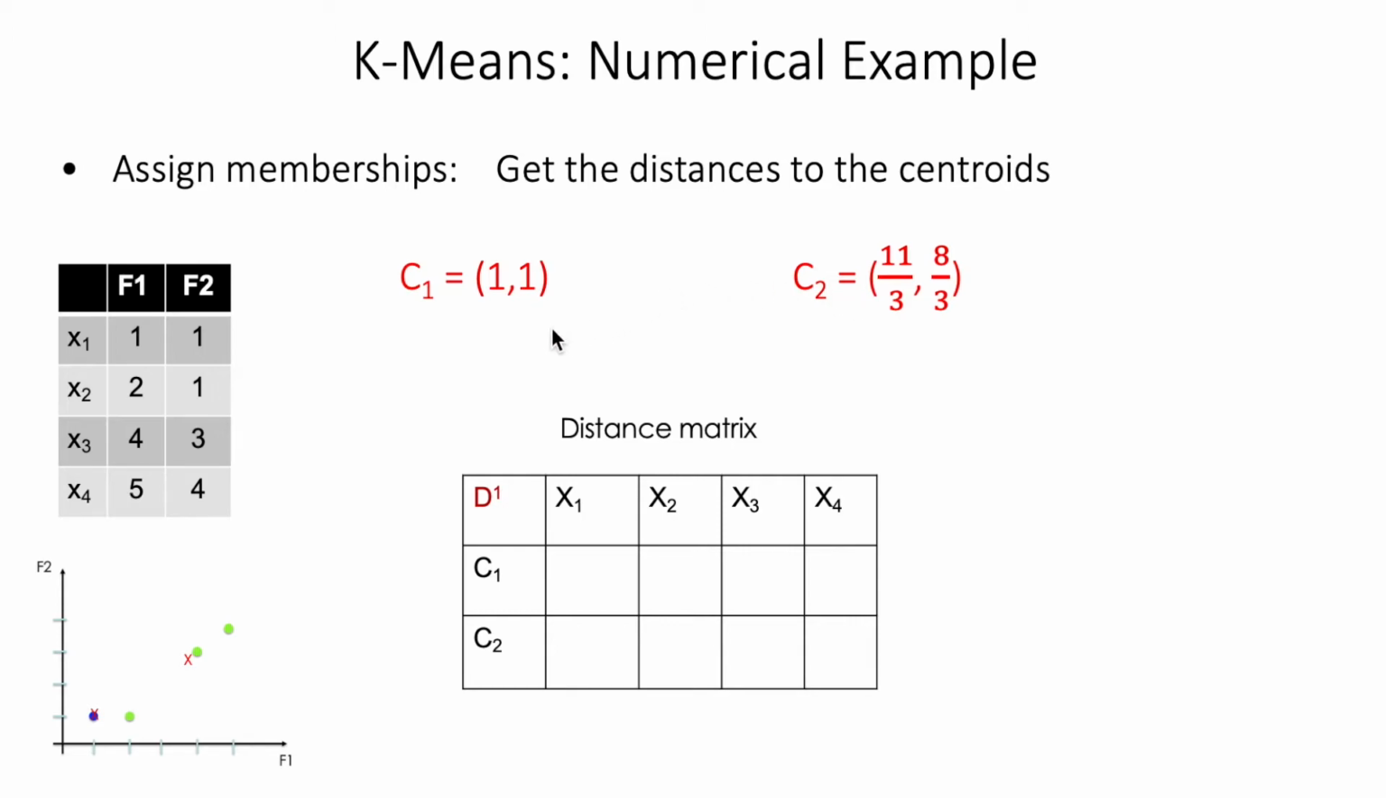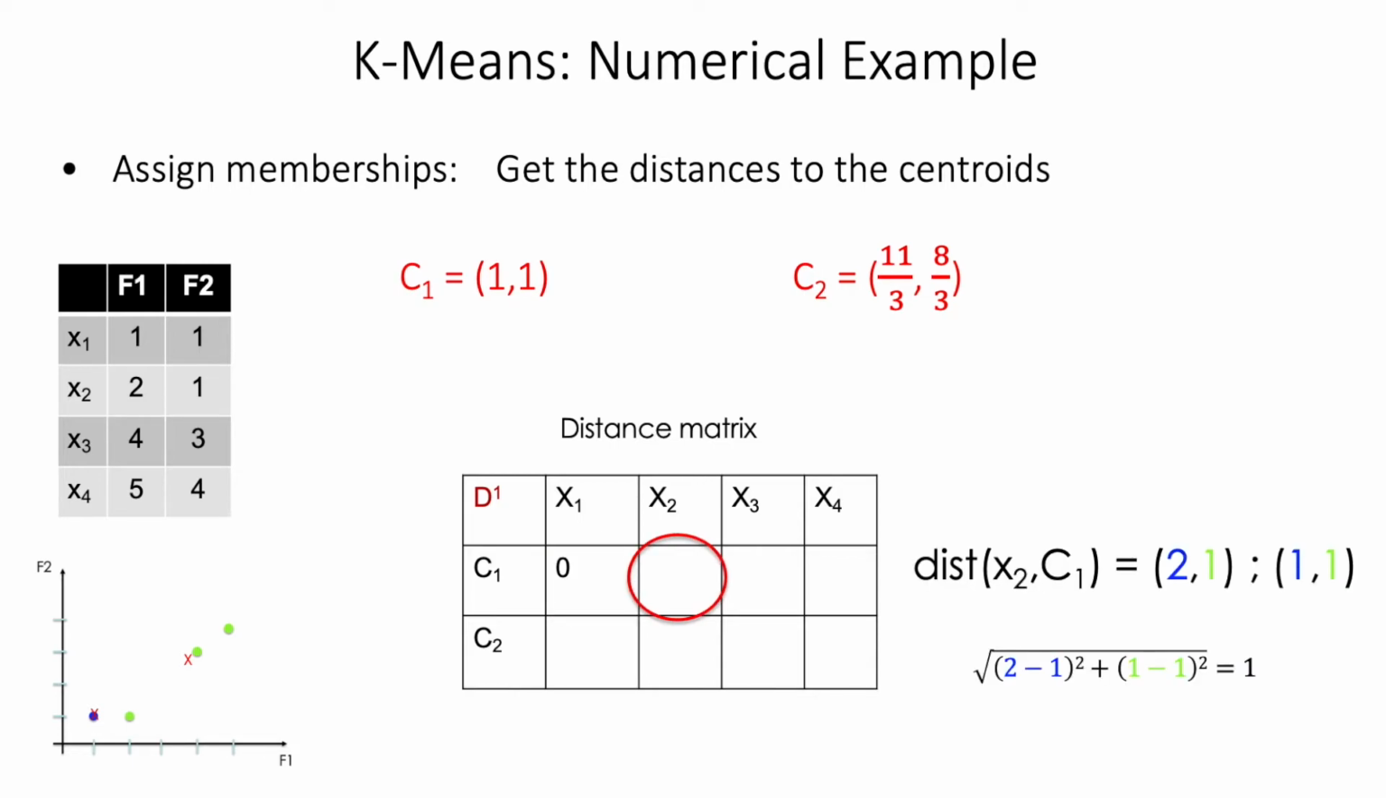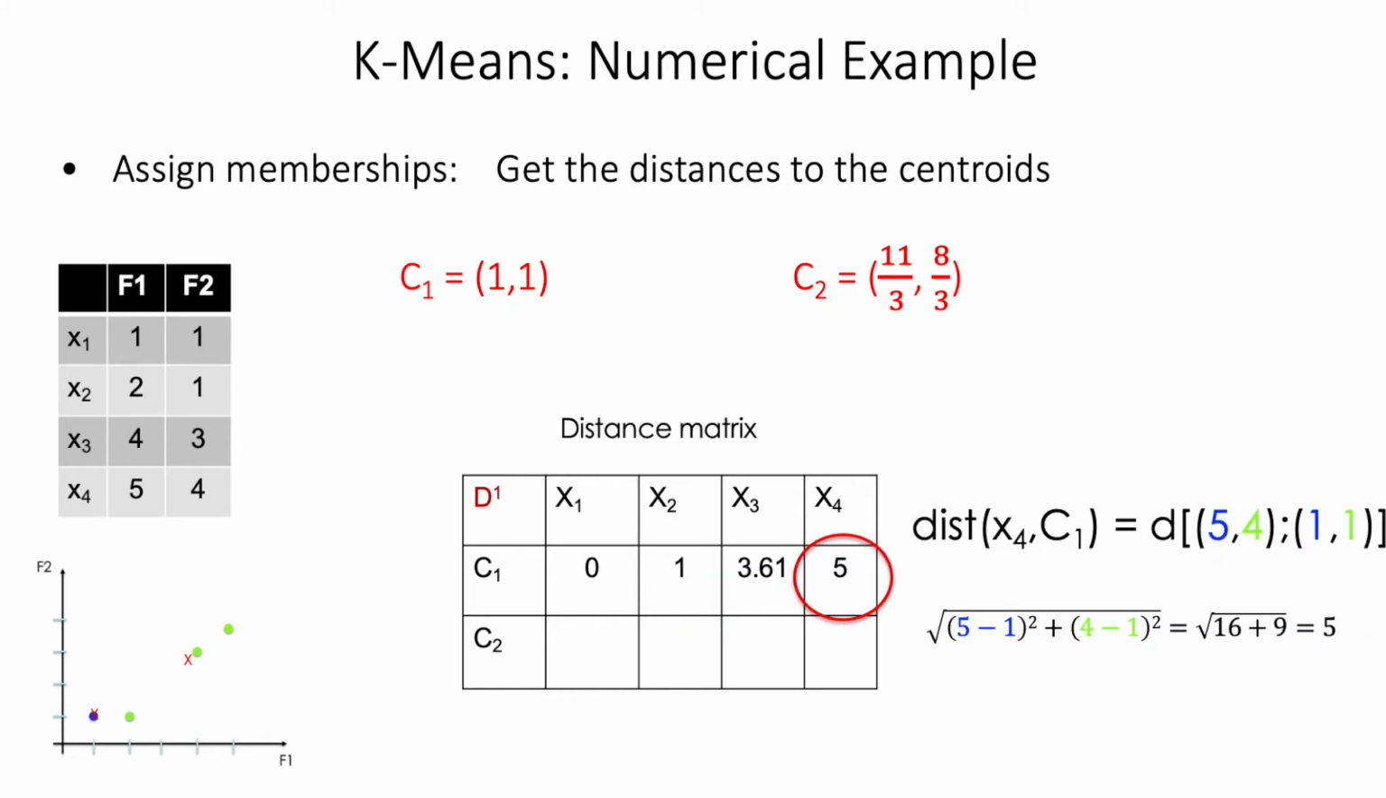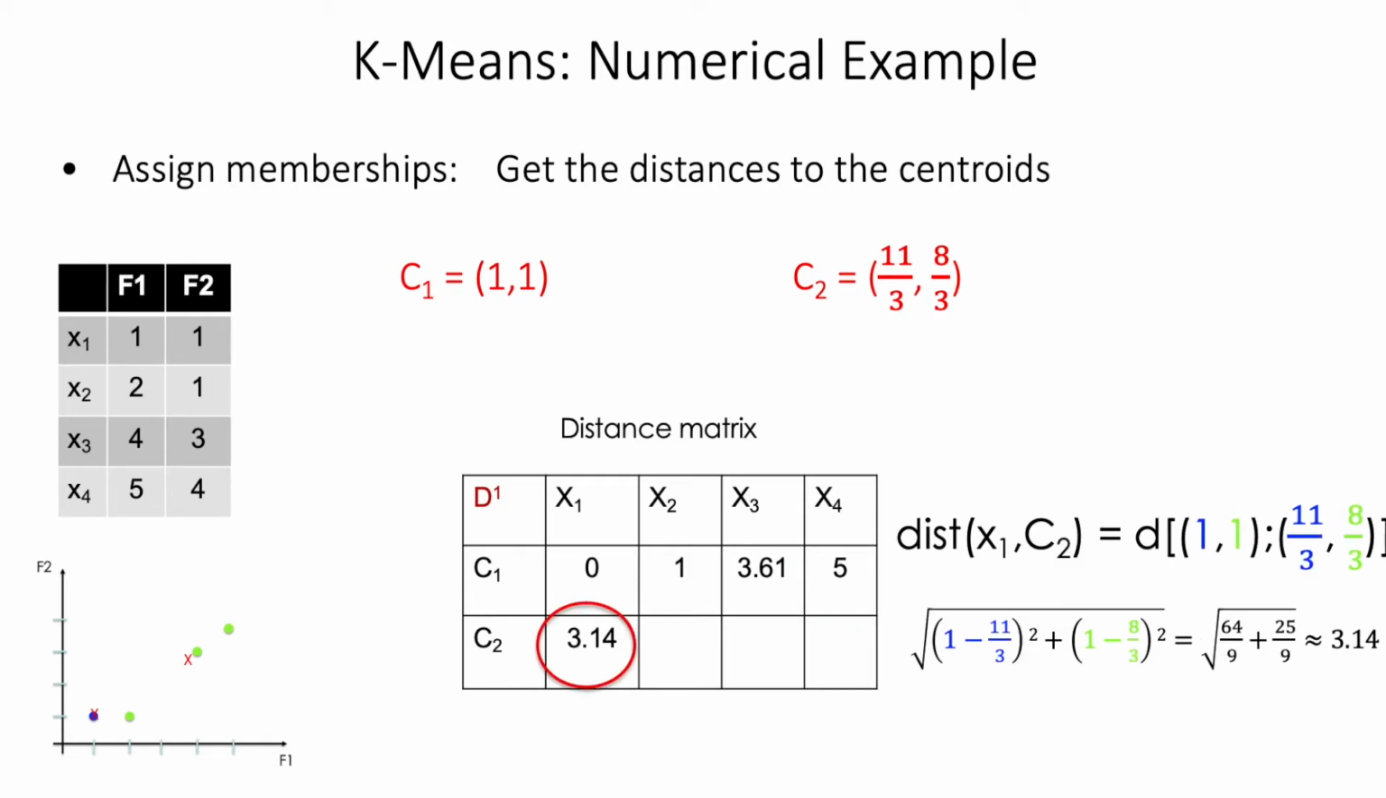Okay, given these new centroids, we need to again assign the memberships. So we need to calculate G1. But we know that to have G1, we need to have first D1, which is the distance matrix. So again, we need to go over every data point and calculate the distance between the data point and each of the centers. So now the distance again between X1 and C1 is still 0 because it's the same point. Actually, since C1 is the same as in the previous iteration, all our calculations are going to be repeated and are going to be the same numbers. But now everything changes because C2 changed.